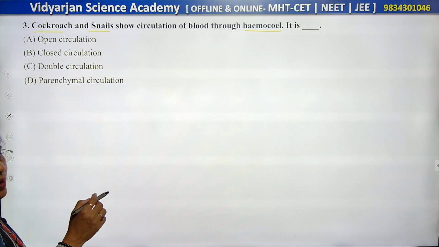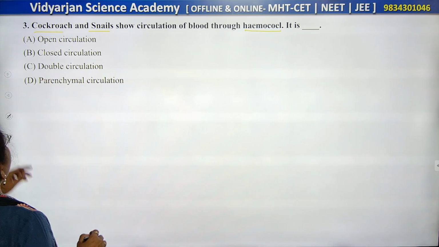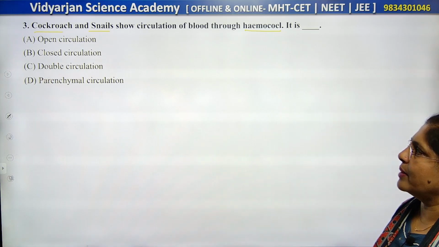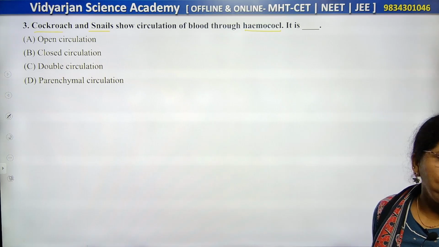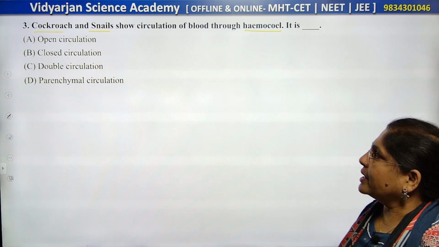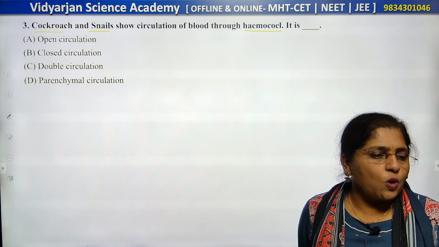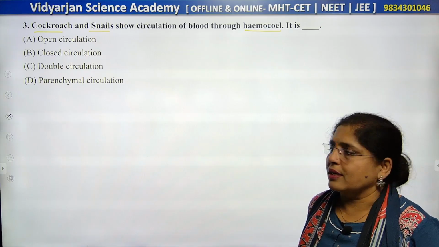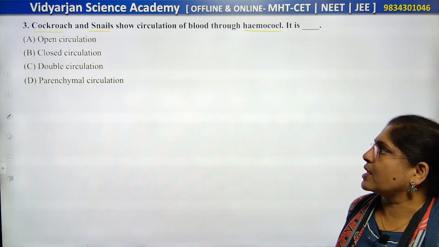They are asking us about the types of circulation. You can see option A is open circulation. Option 2, B, is closed circulation. Then C is double circulation and D is parenchymal circulation.